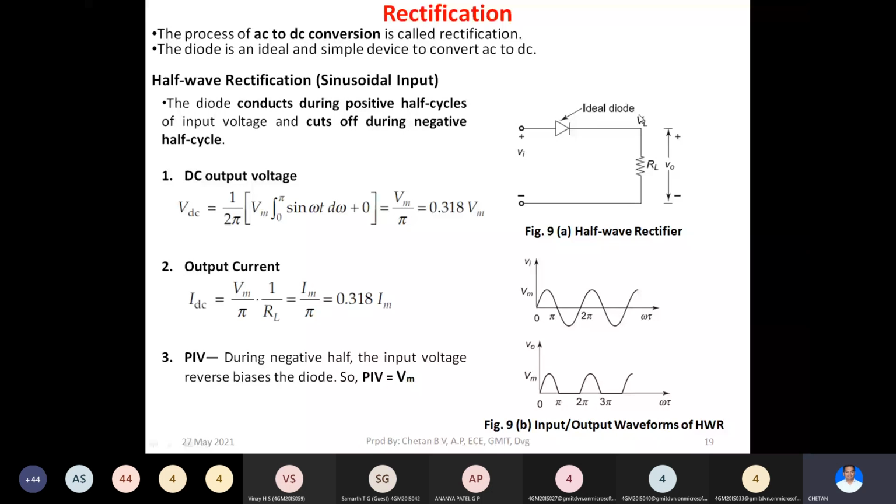That is from 0 to pi. From 0 to pi, you will get the same waveform whose peak would be Vm. Here also you get Vm at the output.